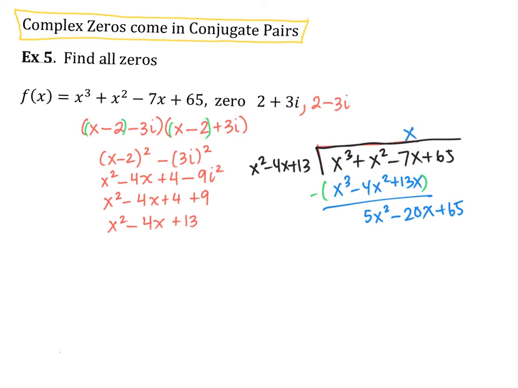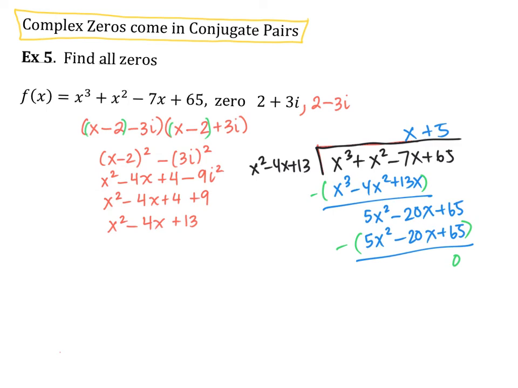Okay, to get 5x squared, I'm going to have to multiply by 5. 5x squared minus 20x plus 65. Okay, keep in mind you're subtracting. Cancels, cancels, cancels, remainder 0. Now let me go back and read the question to make sure I'm answering the question.